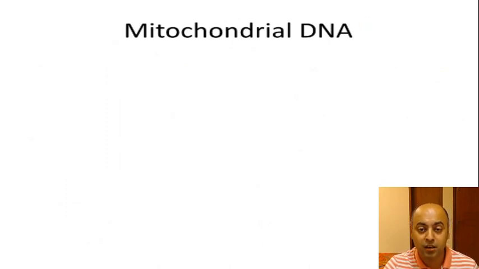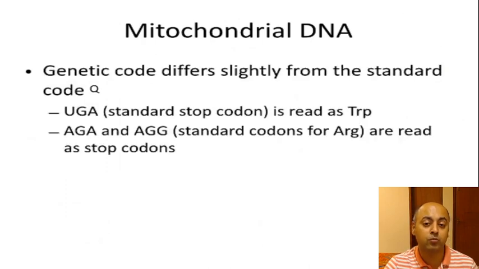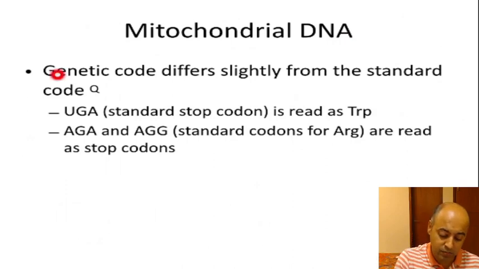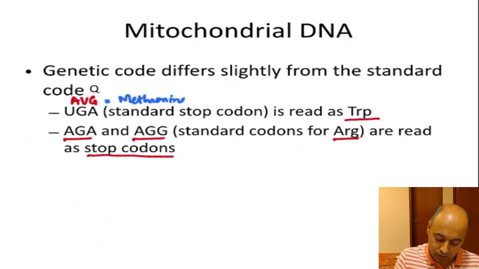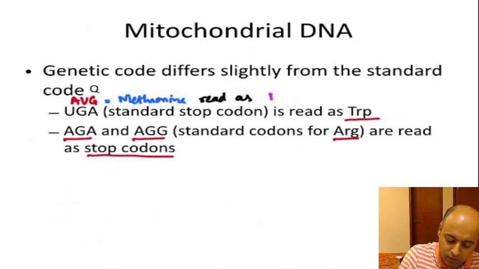And then we come to the very important second location of DNA. I told you we have what is known as the mitochondrial DNA, right? What you should know about mitochondrial DNA? First thing, if you look at the transcription and translation from mitochondrial DNA, there is some difference in the genetic code. For example, UGA, which is normally a stop codon, is read as tryptophan. AGA and AGG, which are normally for arginine, are read as stop codons. AUG, which is normally read as methionine, is read as formyl methionine.